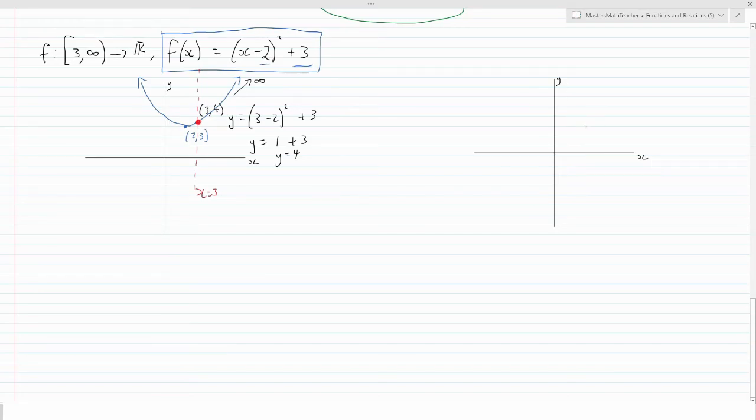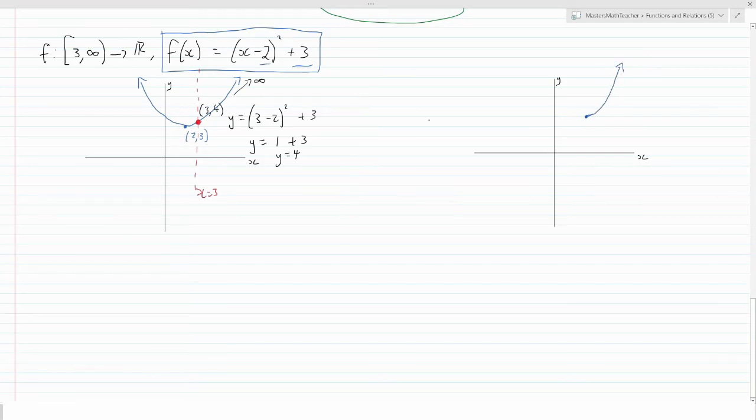So 3 across, 4 up. And it looks something like this. And it's a bit more curvy. It's not a straight line because it's still a parabola. I might actually make this a bit more steep here, just to show you.